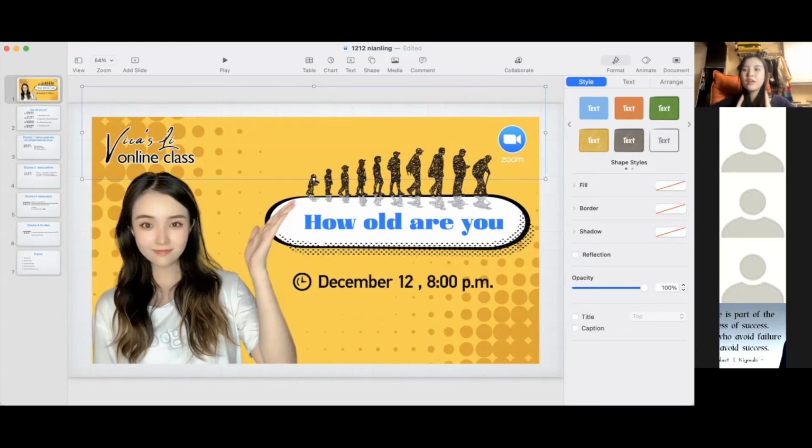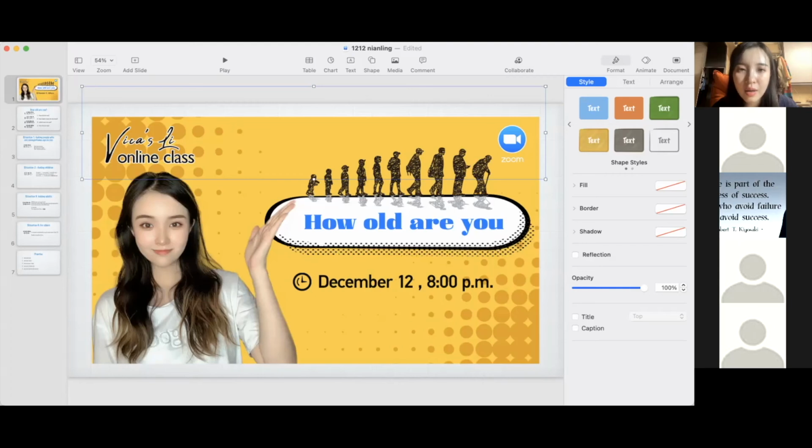In Chinese, do you say "we are the same age"? So how old are you? We are the same age. Sorry, I didn't hear clearly. Can you type in the chat room? Maybe she asked how we can say "we are the same age." Oh, same age. Yes, we do.